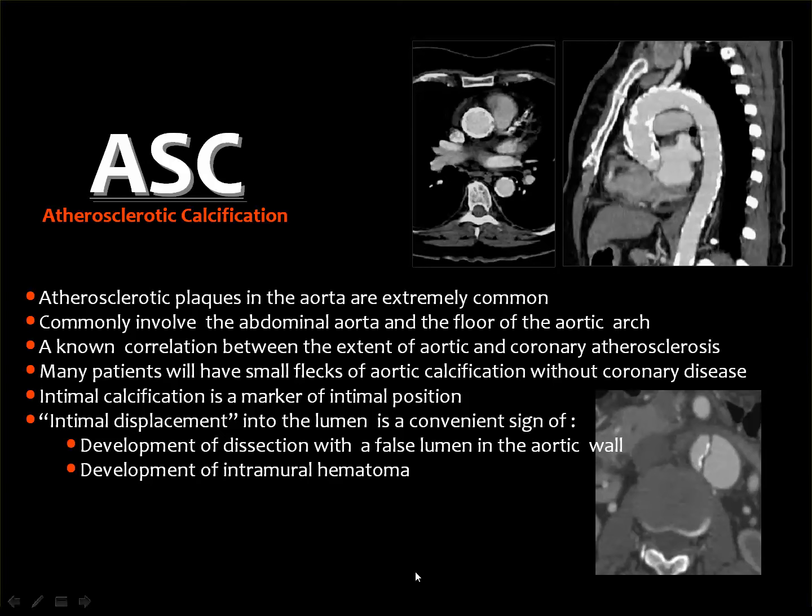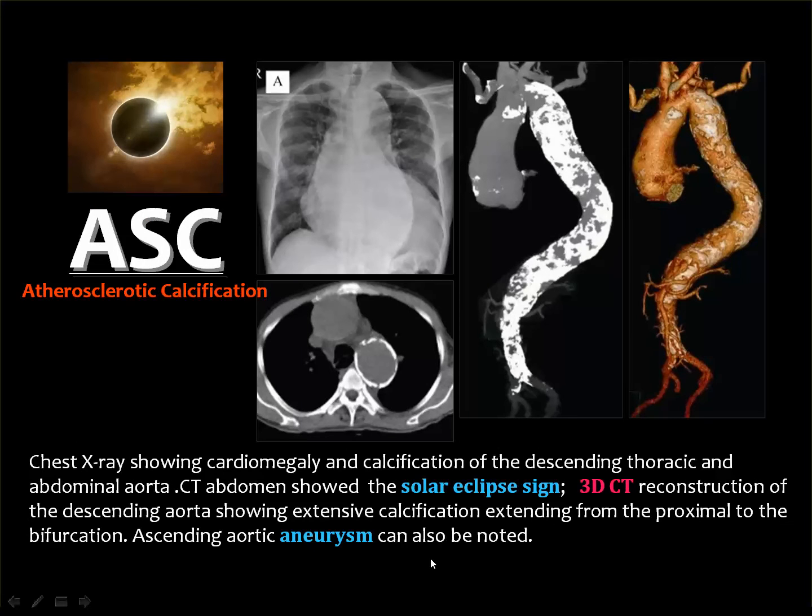And you should know that in arteriosclerosis, calcium is deposited in the intima, and when calcium moves inside the lumen of the aorta, this means that the intima has been displaced inside the lumen, and this is diagnostic of one of two: aortic dissection or intramural hematoma. I will discuss the difference between both.